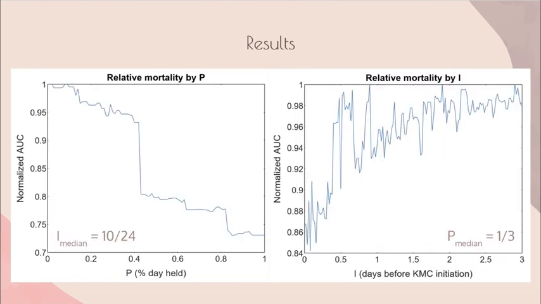If we plot the area under the curve for various values of p and I, we'll see a downward trend in the mortality as p increases, with the greatest drop happening around p equals 0.4. In contrast, the effect of the initiation time on mortality is considerably less consistent, though it's clear that one should initiate as early as possible in order to maximize the reduction in mortality.